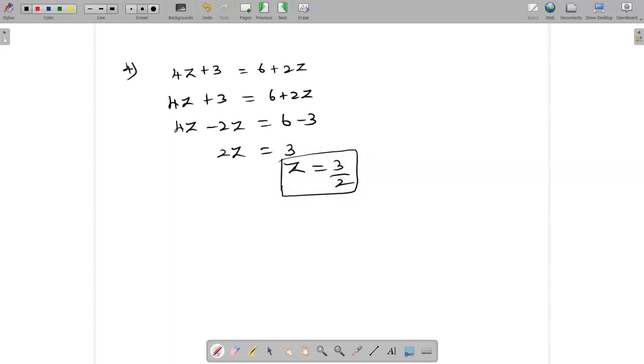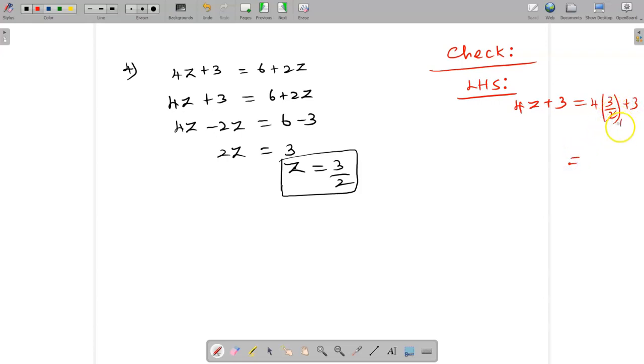Okay, so here z is equal to 3 by 2, and we can check the result. While checking the result, take your left hand side, 4z plus 3. Wherever I have z, I have to substitute it as 3 by 2. So 4 into 3 by 2 plus 3. Okay, so here the two table we can apply. 2 1s are 2, 2 2s are 4, 2 3s are 6, 6 plus 3 is nothing but 9.